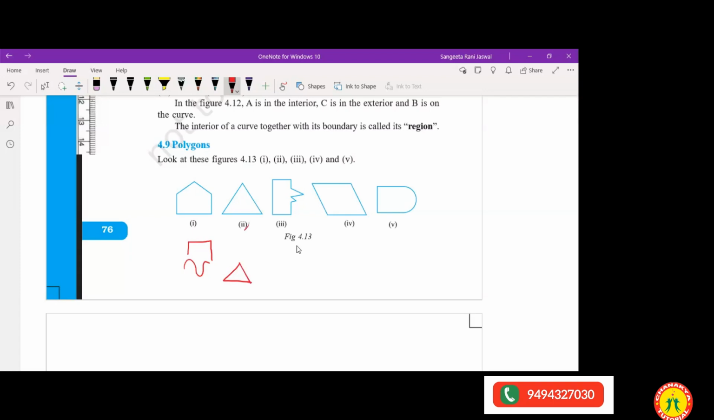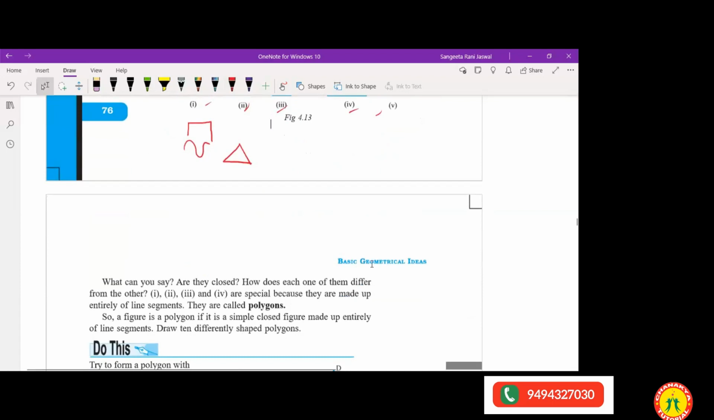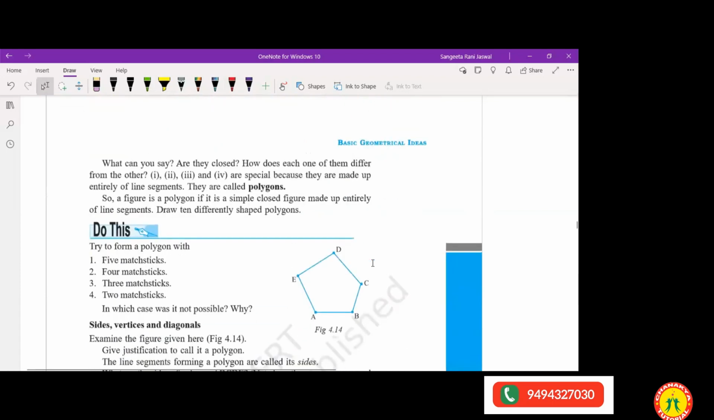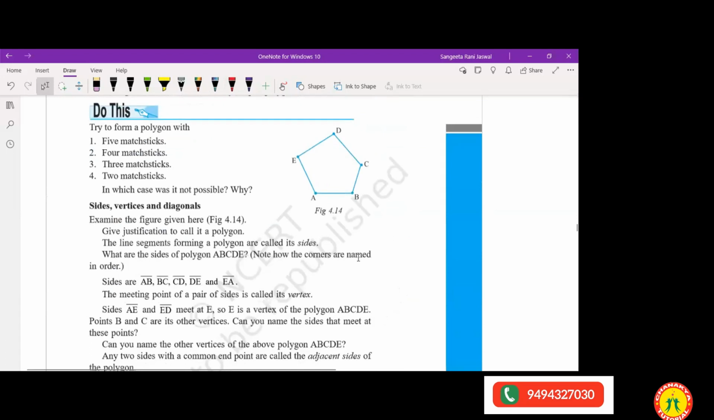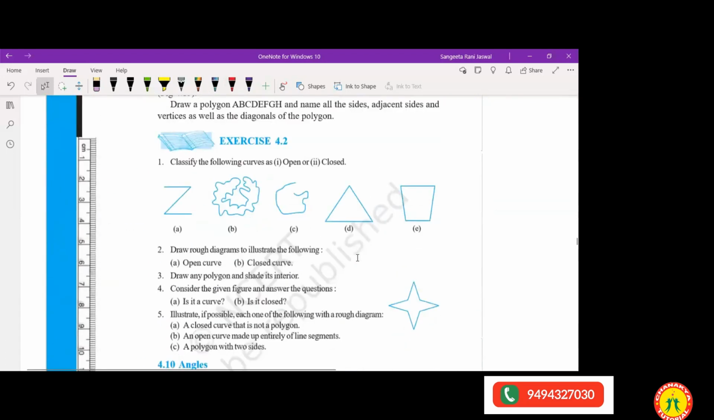Okay, like this. These are the polygons, with all numbers of sides, because these are all made of line segments. You had done the matchstick shapes in your other chapter also, no? Which was elementary shapes.